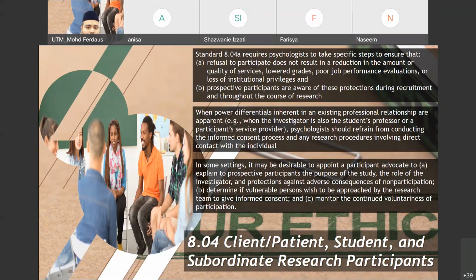When power differentials inherent in an existing professional relationship are apparent, psychologists should refrain from conducting the informed consent process and any research procedures involving direct contact with the individual. What it means here is, if the researcher is the lecturer, the clinical psychologist, the supervisor, or the boss, and you want to conduct the research and acquire informed consent, you want them to sign or give the informed consent, to agree to join the research.